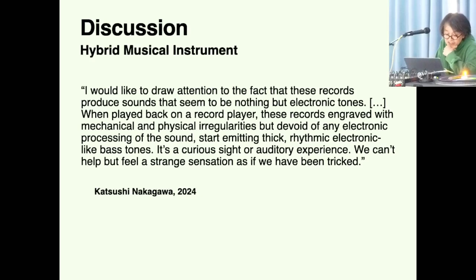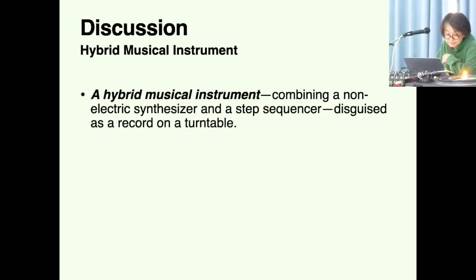Here, Nakagawa highlights that audiences are not listening to an original sound, but rather perceiving an acoustic production system. What they perceive is not a faithful reproduction of an original sound, like the standard analog record, but an acoustic artifact shaped by mechanical inscription. So given these and fragmented music's ability to generate alternative rhythmic relationships by reconfiguring patterns, the work may be better described as a hybrid musical instrument, combining a non-electronic synthesizer and a step sequencer, disguised as a record on a turntable.